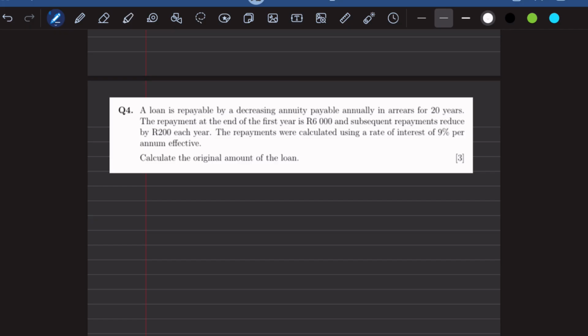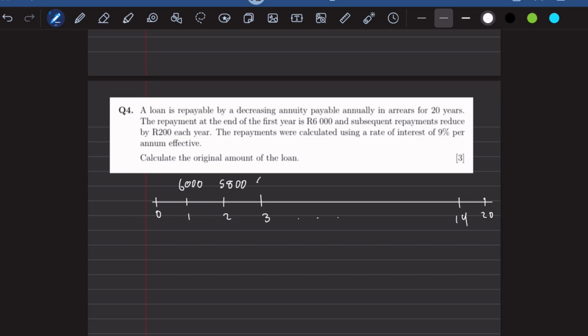Okay, so let's start with a timeline. It's going to start at time 0 and go up until time 20. And we'll have time 1, time 2, time 3 going on it. And let's draw in time 19 as well. So it says the first payment is 6,000, so that'll be at time 1. And then it decreases by 200, so it'll be 5,800, 5,600. And if you work it out, at time 19 it'll be 2,400, and then 2,200 at time 20.